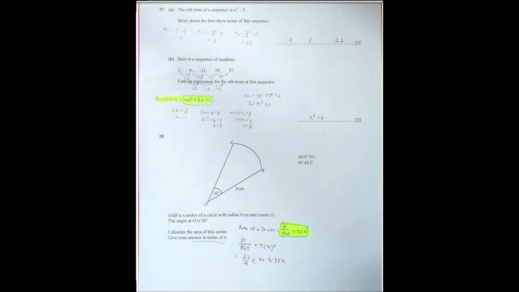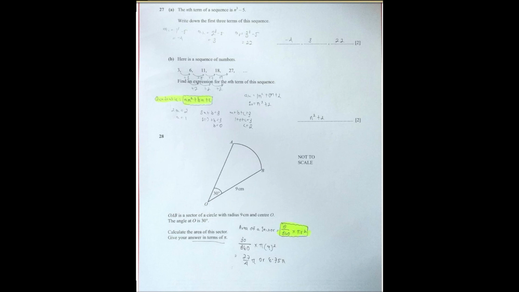27b, here is a sequence of numbers 3, 6, 11, 18, 27. And I notice that this is a quadratic sequence. The quadratic expression is a n squared plus bn plus c. Refer to the working that I have solved here and you should get your final answer as n squared plus 2.